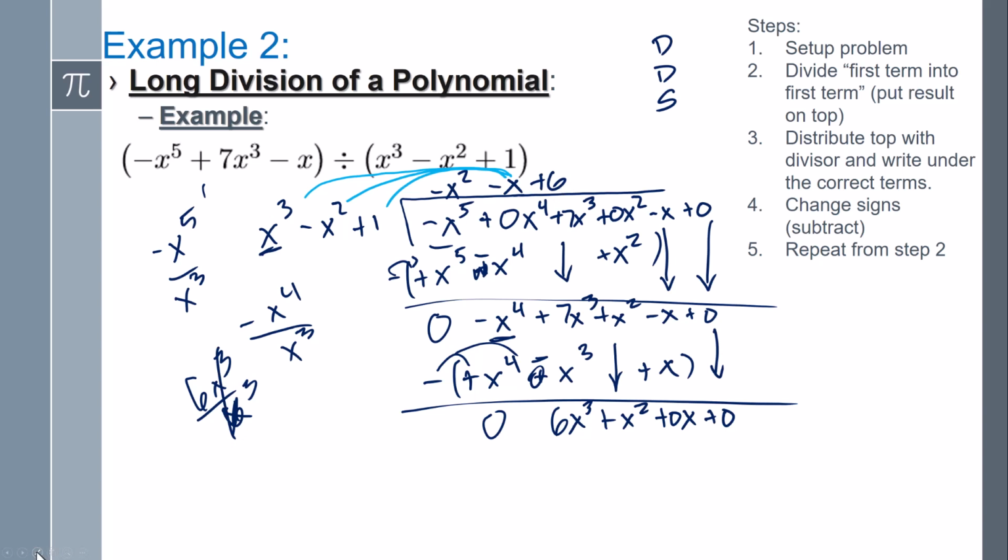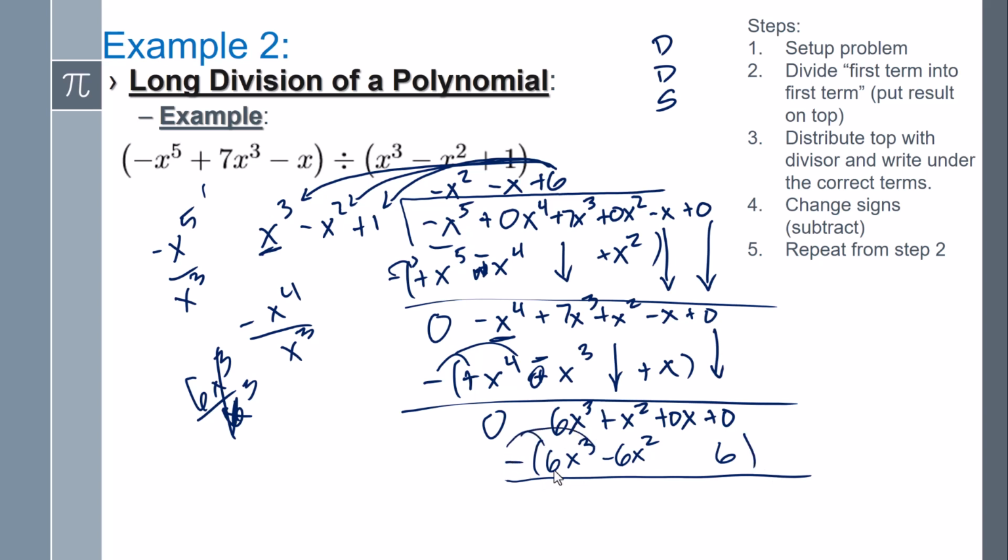Now I go through and I distribute. So the 6 goes to those. So x cubed times 6 is 6x cubed. 6 times negative x squared is negative 6x squared. And 6 times 1 is 6. Subtract. So I want to distribute. So now I'm going to get 0, since that's now a positive and that's a negative. So that's going to be 7x squared and then minus 6.